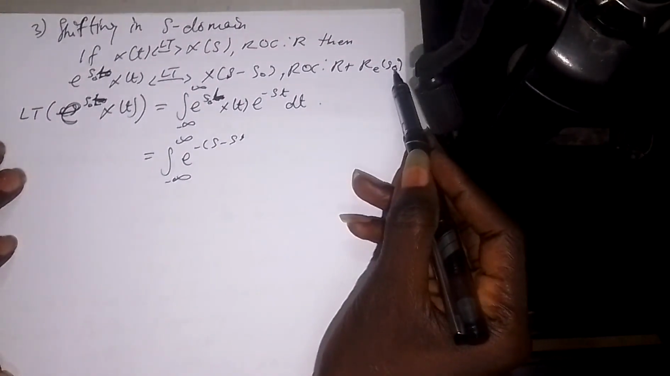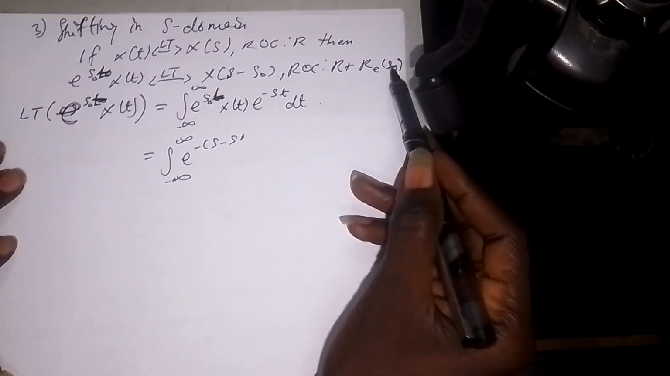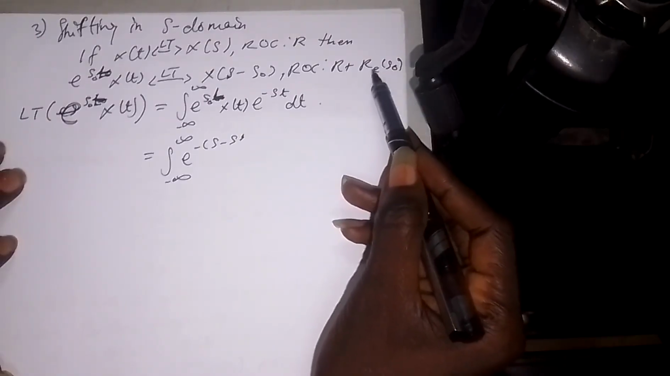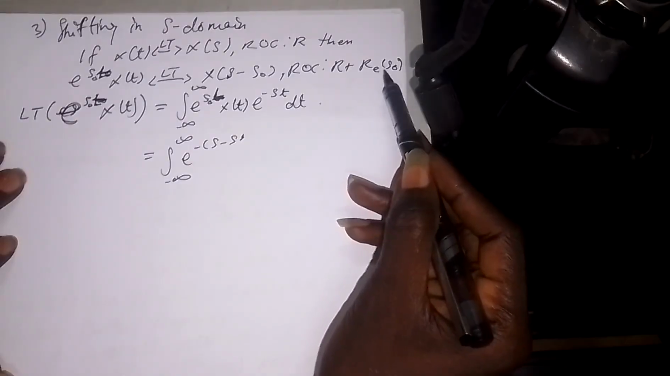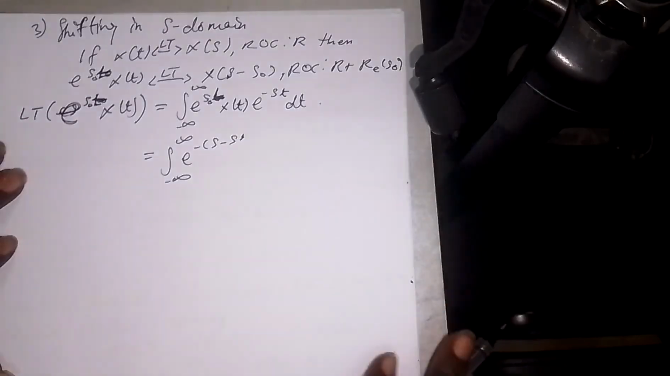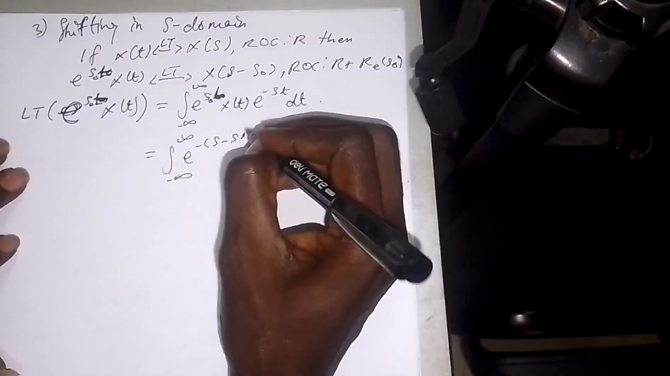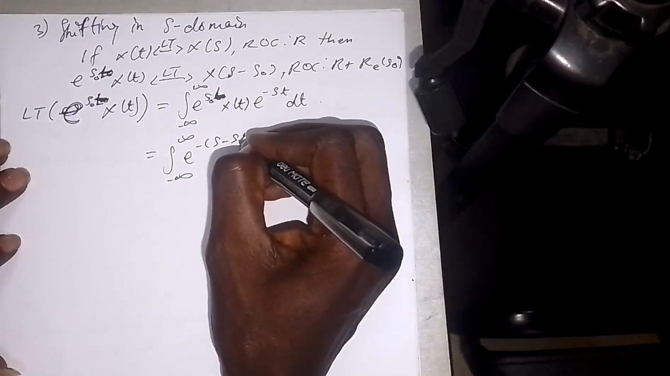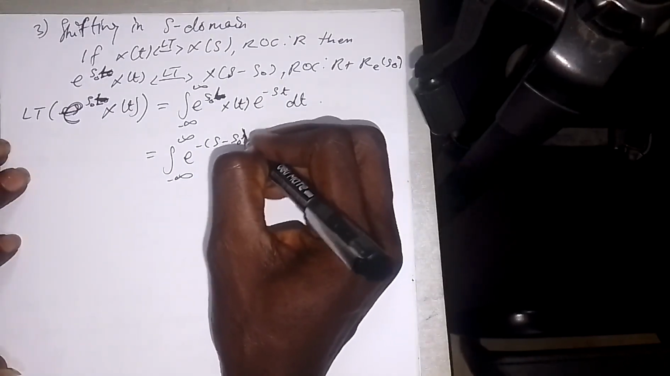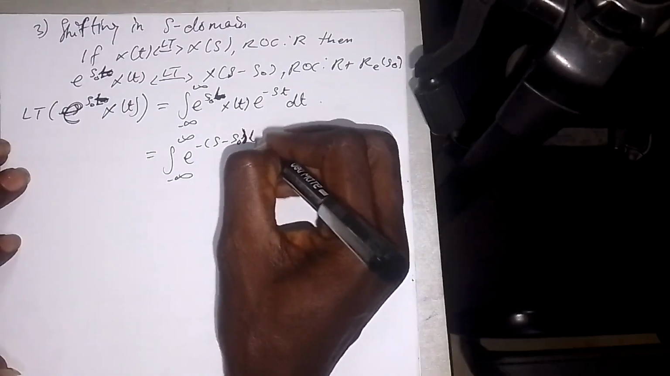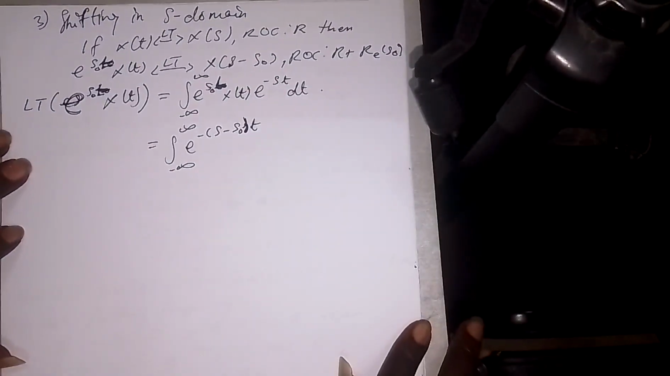Of s naught. Okay, where the s naught is affecting. The s naught is not affecting the t, it's affecting the s. That is why our ROC is Re of s minus s naught. So here, this is what I'm going to have: here is s naught, and then t comes here.